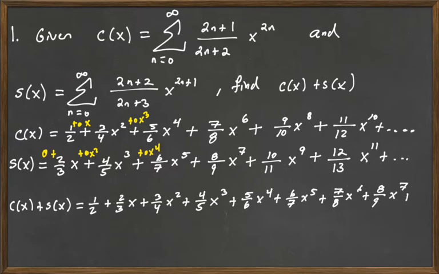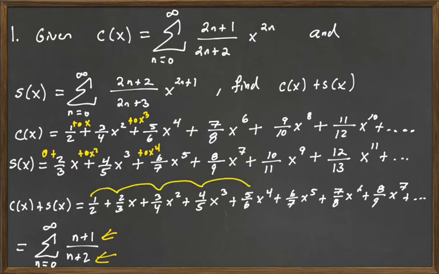8/9 x to the seventh. And that's going to be equal to the sum n equals 0 to infinity. We want to start at 0, and so n plus 1 over n plus 2 is going to do that. We just want the denominator to be 1 more than the numerator, and we want the numerator to start at 1 and then just add 1 each time. So we go 1, 2, 3, 4, 5, etc. And we want the denominator to start at 2. So 2, 3, 4, 5, 6, etc.